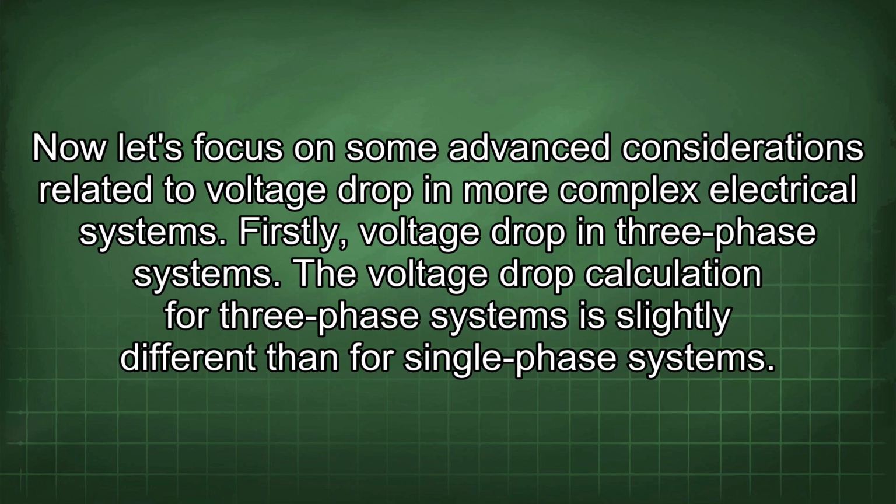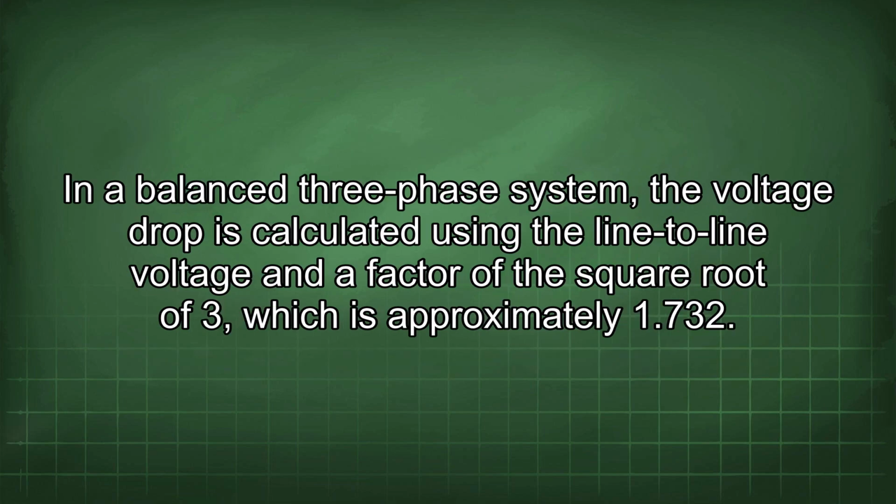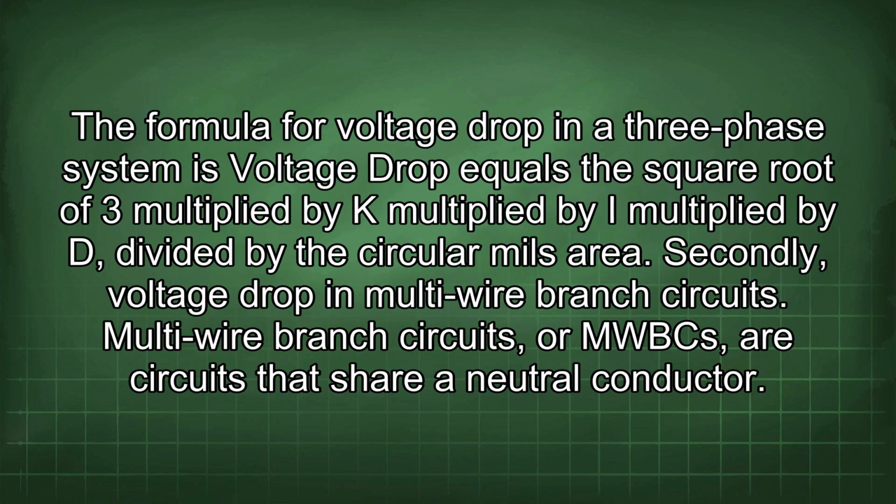Firstly, voltage drop in three-phase systems. The voltage drop calculation for three-phase systems is slightly different than for single-phase systems. In a balanced three-phase system, the voltage drop is calculated using the line-to-line voltage and a factor of the square root of 3, which is approximately 1.732. The formula for voltage drop in a three-phase system is voltage drop equals the square root of 3 multiplied by K multiplied by D divided by the circular mils area.